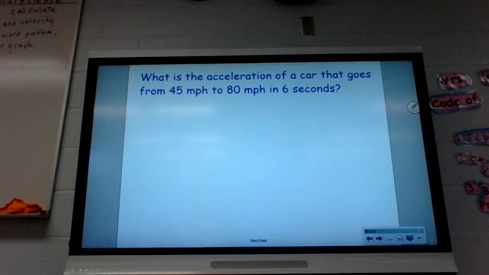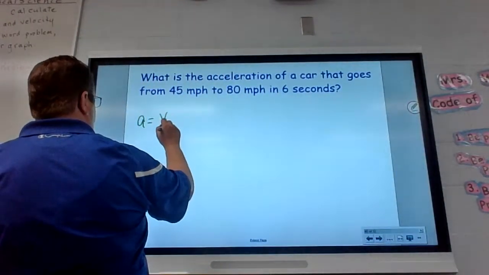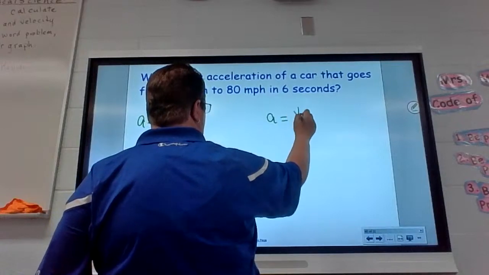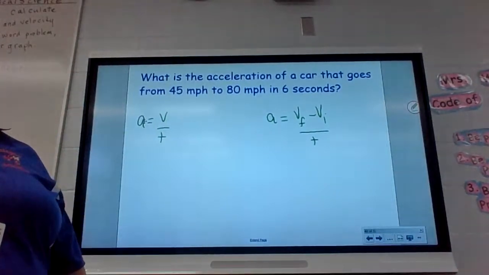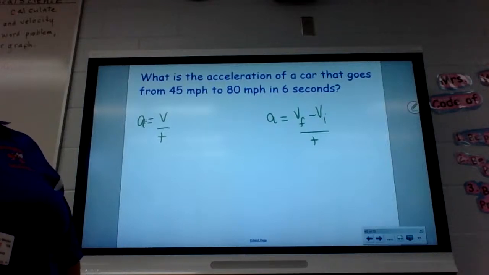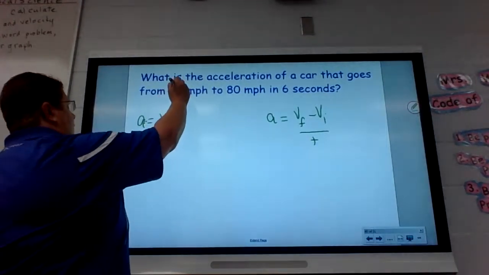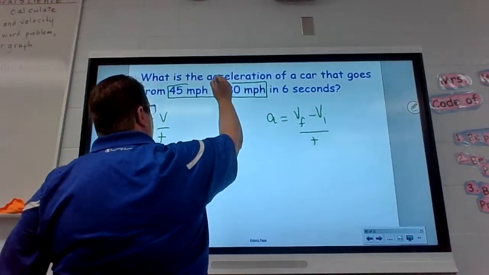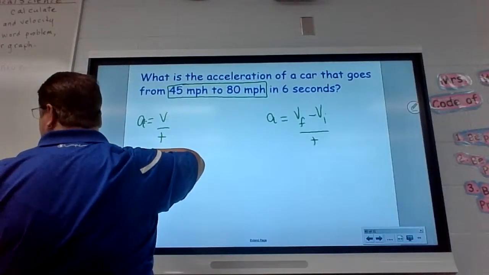All right, has everybody written the problem down? Yes. All right, so A equals V over T, or we can write A equals VF minus VI over T. It does not matter which formula you use, they're one and the same. All right, how many velocities or speeds were we given? Two. You can call them velocities or speeds, I don't care, as long as you know they're the same.